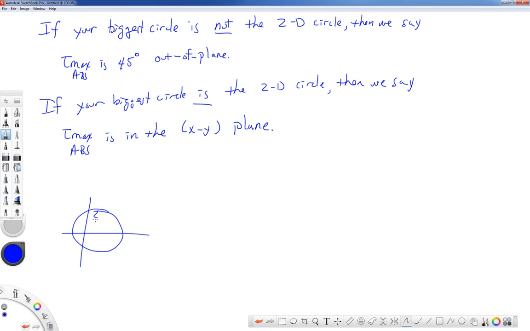Here's our 2D circle. We found our sigma P1 and sigma P2. And maybe I'll draw it this way. Our sigma P3, sigma Z is over here. We draw these two additional circles. Notice how the biggest circle is not the 2D circle. That means tau maximum absolute is 45 degrees out of plane. Some people abbreviate that as OOP. I'll spell it out of plane.